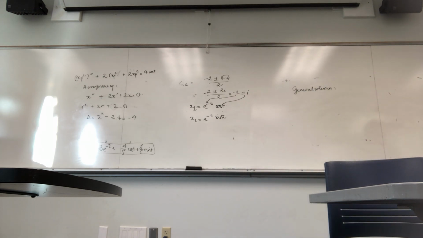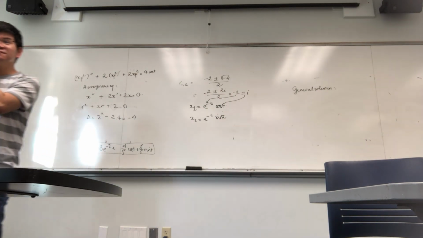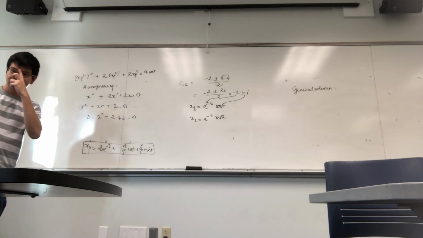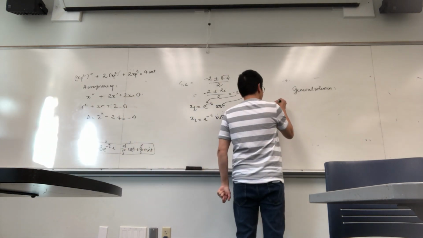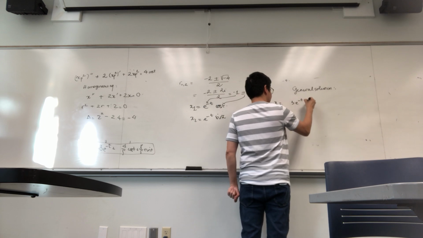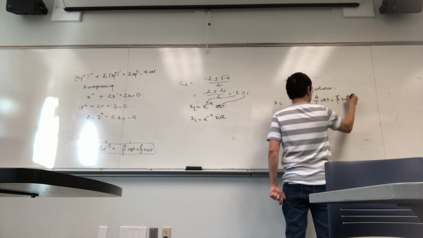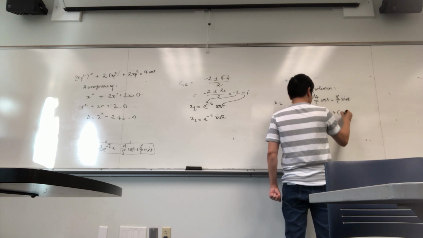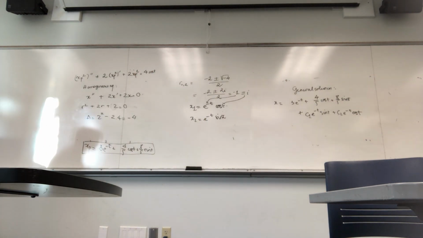So what is the general solution? 3e to the negative t plus 4 over 5 cosine t plus 8 over 5 sine t plus c1 e to the negative t cosine t plus c2 e to the negative t sine t. All right? Questions? Is it clear?